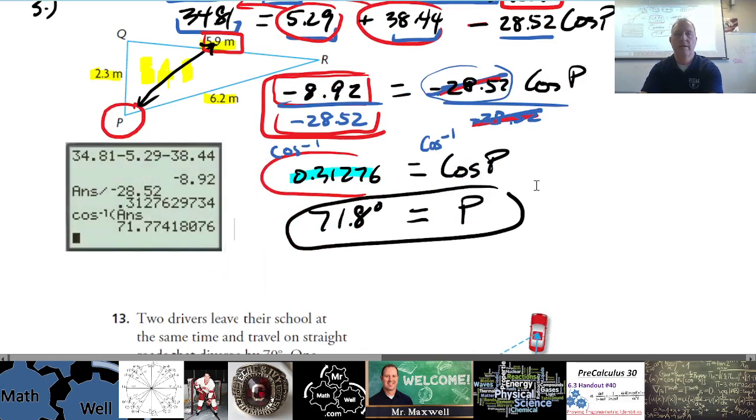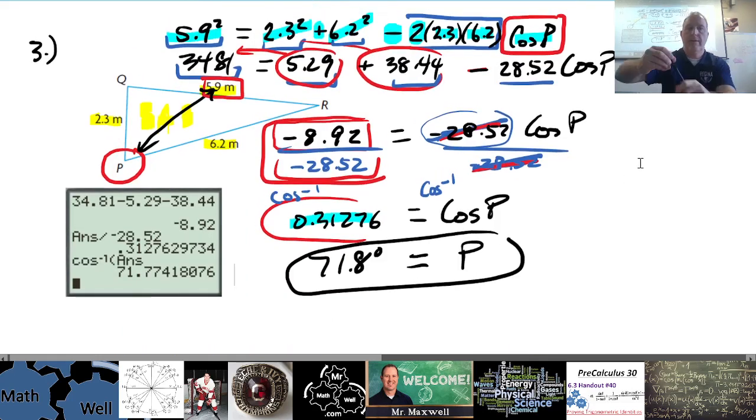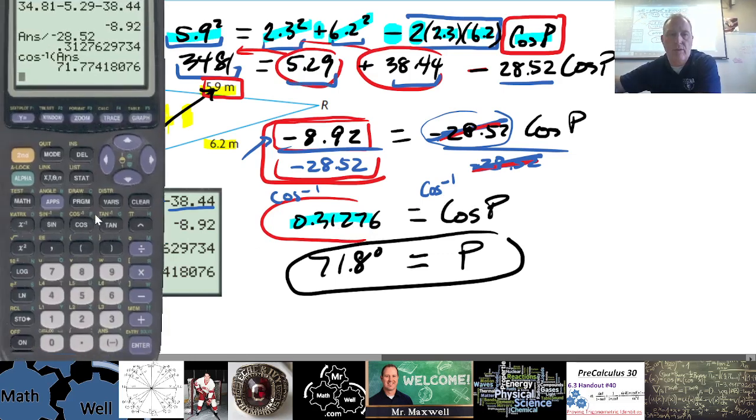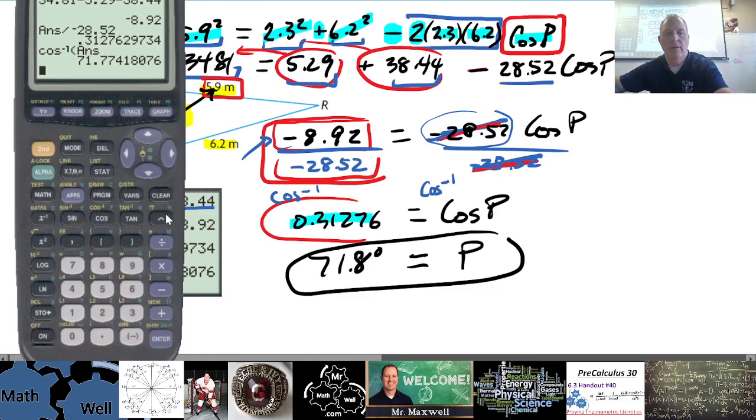Okay, so let's examine this now. So you see how I did the 5.9 squared, which is the 34.81, and I subtracted 5.29, subtract 38.44 to get this negative 8.92 right here. Then I divided both sides by negative 28.52, and I got this number, 0.31276. Okay, that one. Now it's cos to the negative 1. So on the calculator, that is the second function cos right here. See, cos to the negative 1.